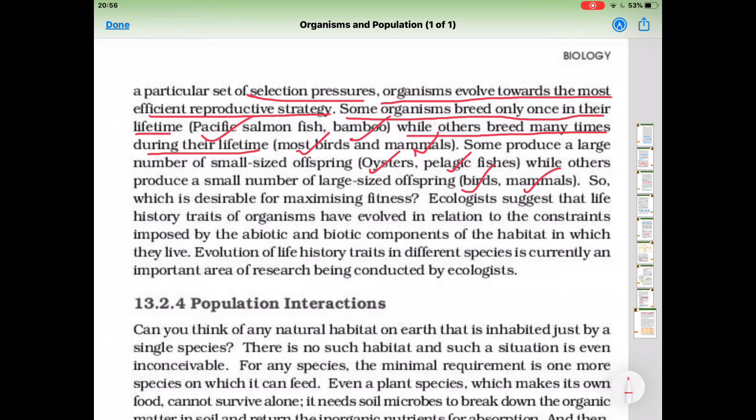Ecologists suggest that life history traits of organisms have evolved in relation to the constraints imposed by the abiotic and biotic components of the habitat in which they live.